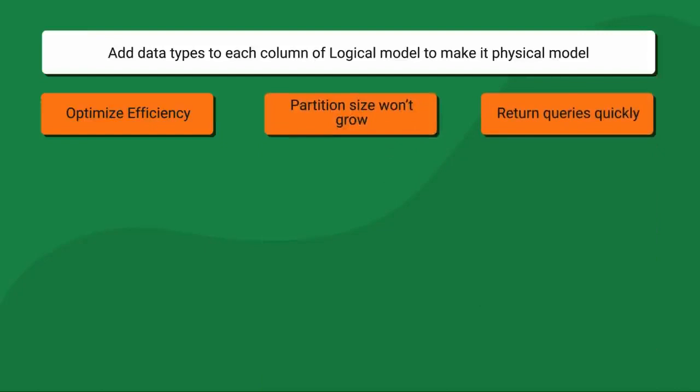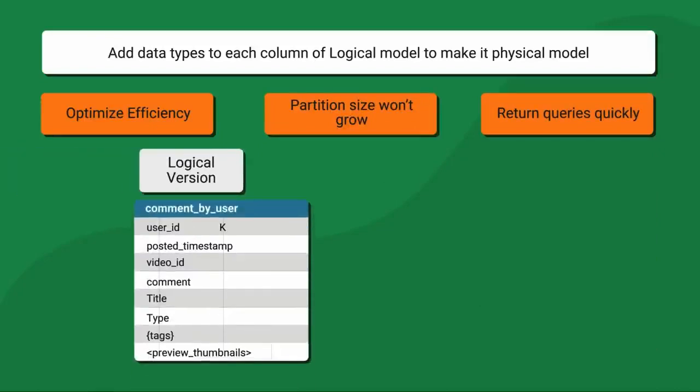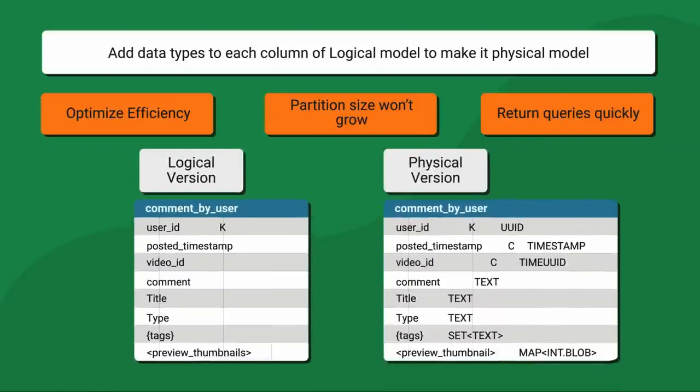Here, we have a logical version of comments by user and a physical version of comments by user. As you can see, the physical version has CQL data types like user ID is UUID, posted timestamp is of timestamp data type, video ID is of time UUID data type, comment title and type is of text respectively, tags is a set of text, and lastly, preview thumbnails is defined as a map. Now we will use these data types in creating a table.